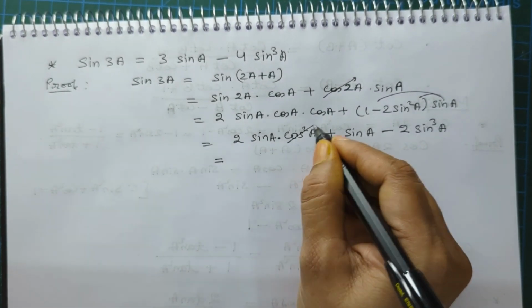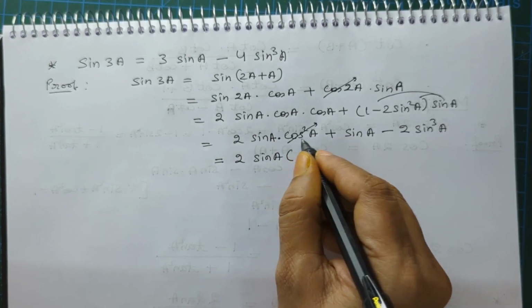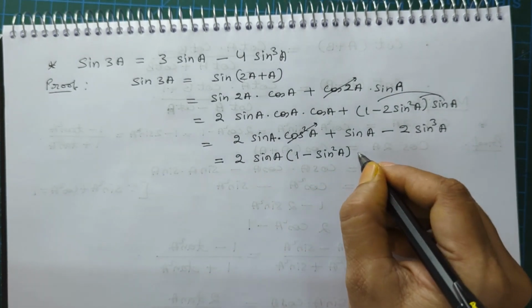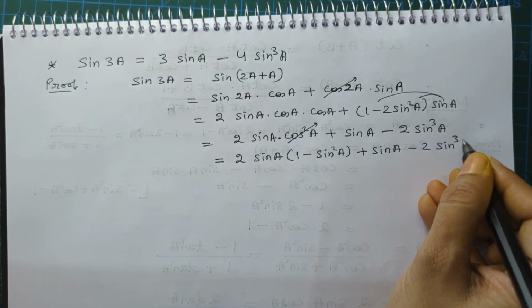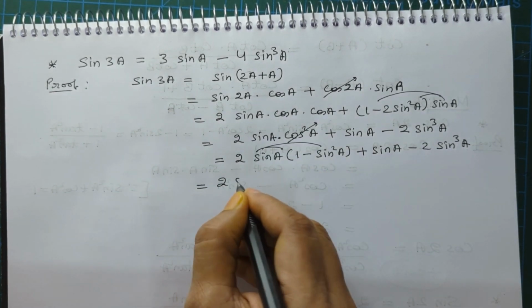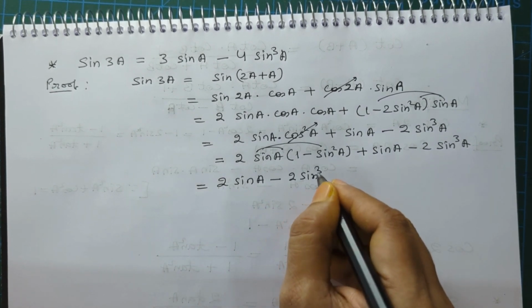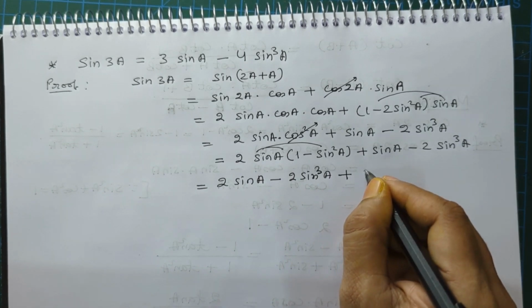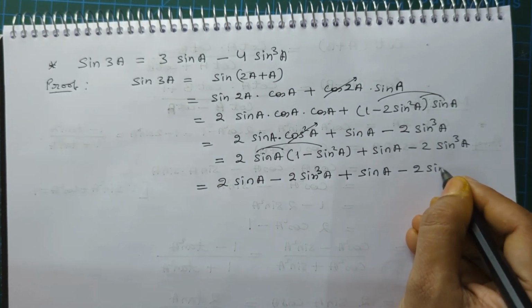Okay, we don't want cos actually. So one more replacement, 2 sin A times cos square A. From the first fundamental trigonometric identity, cos square A is 1 minus sin square A. Then we have plus sin A and then negative of 2 sin cube A. We will distribute 2 sin A over the bracket and we will get 2 sin A, negative of 2 sin A into sin square, meaning sin cube A, then plus sin A, negative of 2 sin cube A.